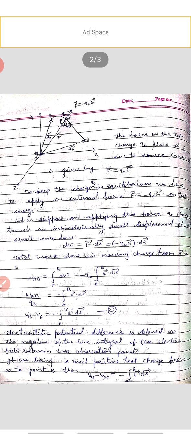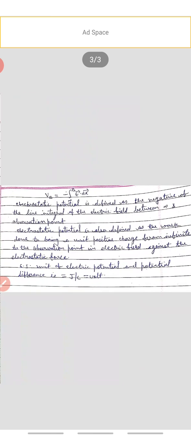If we bring a unit positive test charge from infinity to point B, then potential difference will be equal to VB minus V infinity is equal to minus line integral from infinity to B E dot dl, and V infinity is equal to 0, so we get VB is equal to minus line integral from infinity to B E dot dl. Now electrostatic potential is defined as the negative of the line integral of the electric field between infinity and observation point.